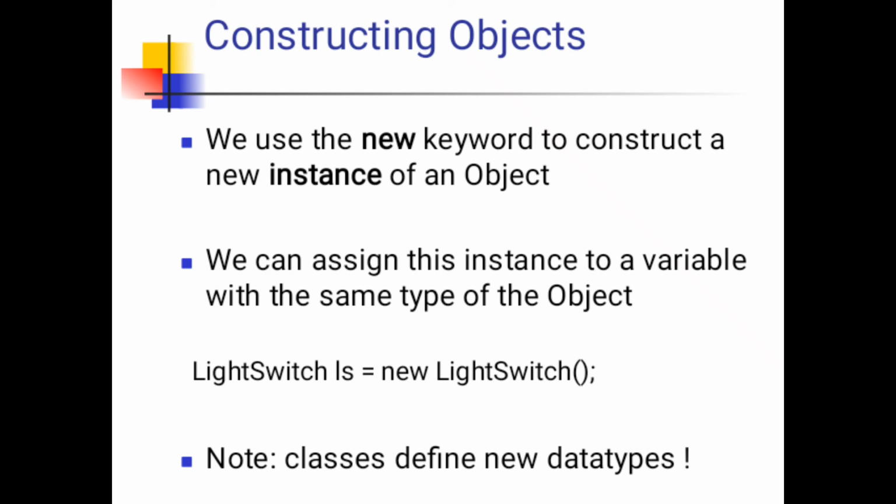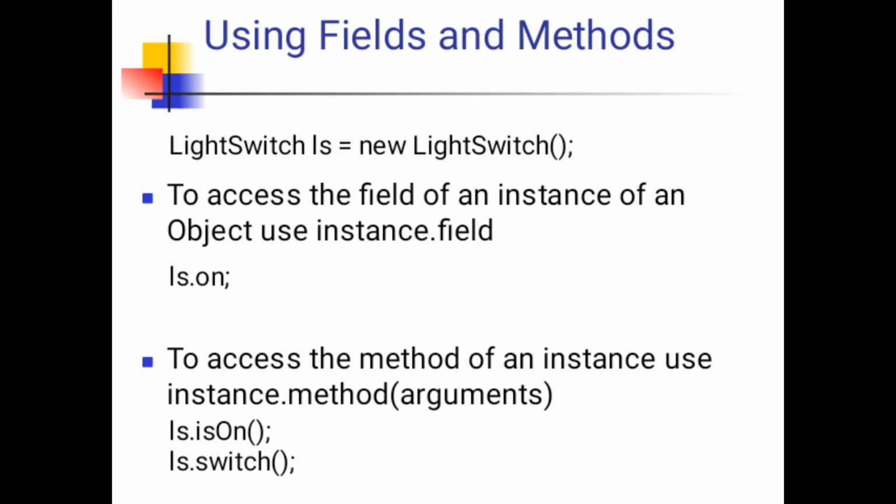Then we move to the next. LightSwitch x is equal to new LightSwitch. To access the field of an instance of an object, use instance.field. To access the method of an instance, use instance.method.